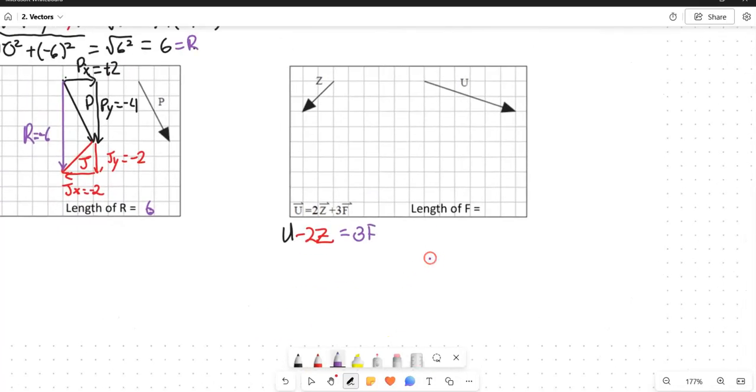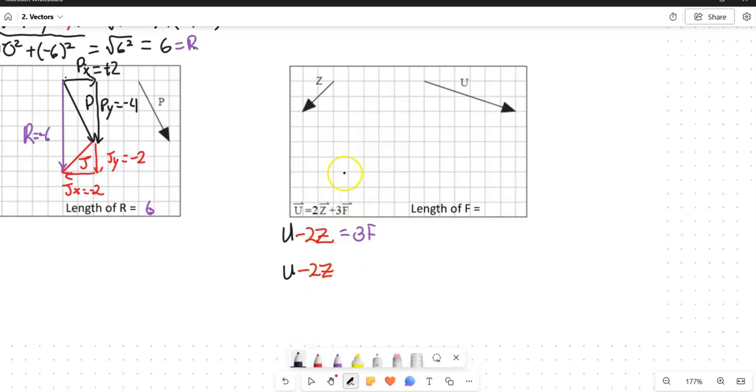And so let's go ahead. Eventually what we are going to do is figure out the length of that, and then we'll divide it by 3. So I'll show you what I'm saying. Let's do this part first. Let's take u, and then we're going to reverse the z and then add 2 of those vectors to it.